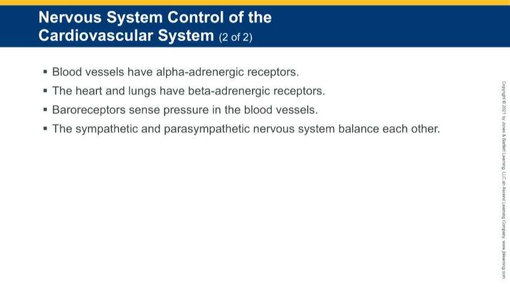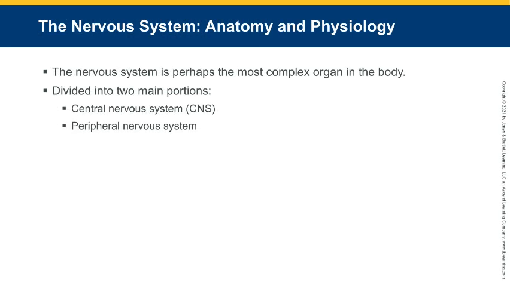Blood vessels have alpha-adrenergic receptors, while the heart and lungs have beta-adrenergic receptors. Baroreceptors sense pressure in the blood vessels, and the sympathetic and parasympathetic nervous systems balance each other. The nervous system is divided into two main portions, the central nervous system, CNS, and the peripheral nervous system. The CNS includes the brain and spinal cord, while the peripheral nervous system includes sensory and motor nerves.